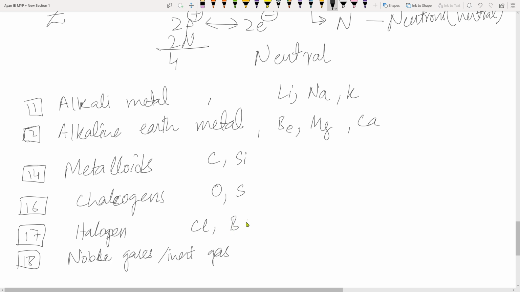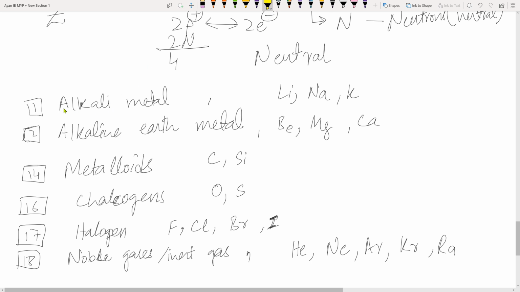Chlorine, bromine, most common that we use, fluorine as well, and iodine. These are the elements I would advise you to get to know. And then we have noble gases, like helium, neon, argon, krypton, Kr, and radon as well. All of these are very important ones that we talk about. There's also 15, I missed 15. You can put 15 in there.